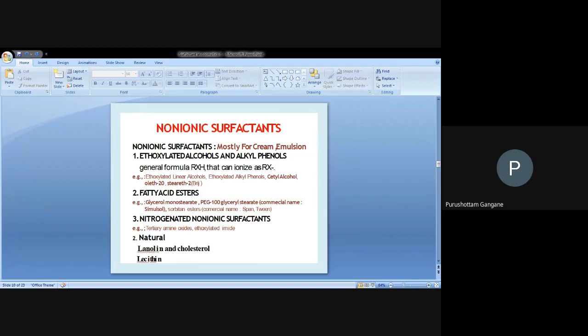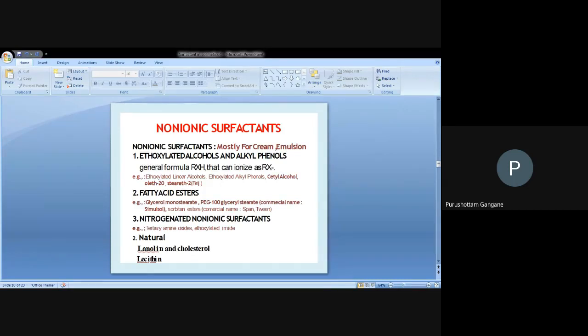So first are the ethoxylated alcohols and alkyl phenols. That is the ethoxylated linear alcohols, ethoxylated alkyl phenols, cetyl alcohol, oleth 20, stearate 2, brij. It is popular by the name Brij. It is a very popular surfactant. Then fatty acid esters are also there: glyceryl monostearate, PEG 100, that is polyethylene glycol. Polyethylene glycol is a very commonly used non-ionic surfactant.